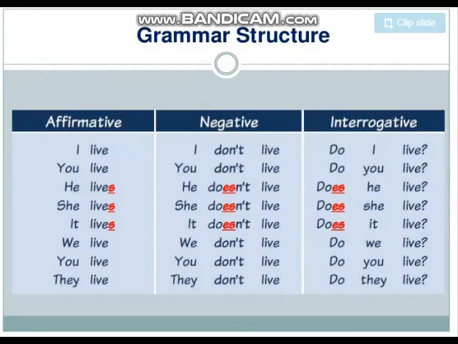Your homework for today is that you have to write 5 affirmative, 5 negative and 5 interrogative sentences. In the same way you have to make a chart of it and write these sentences in it. See you in my next class.